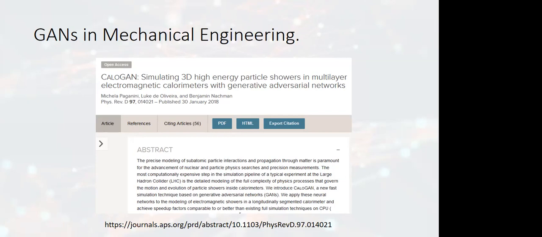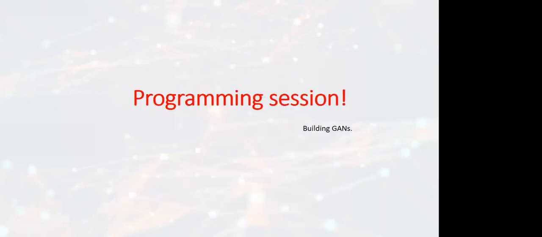Okay, now that you have a vague idea of what's happening, let's try to program our own GAN and see how we can go ahead.